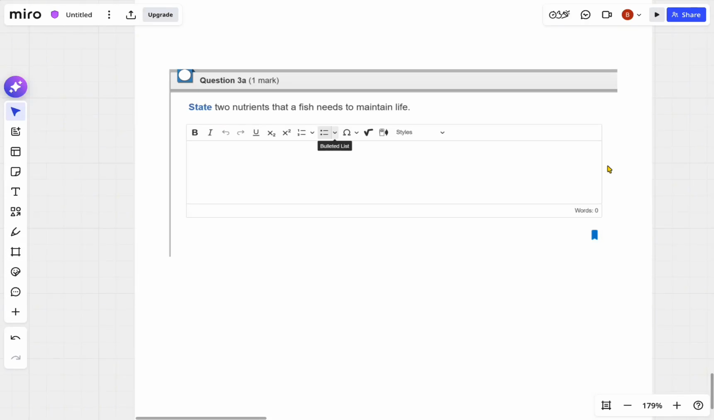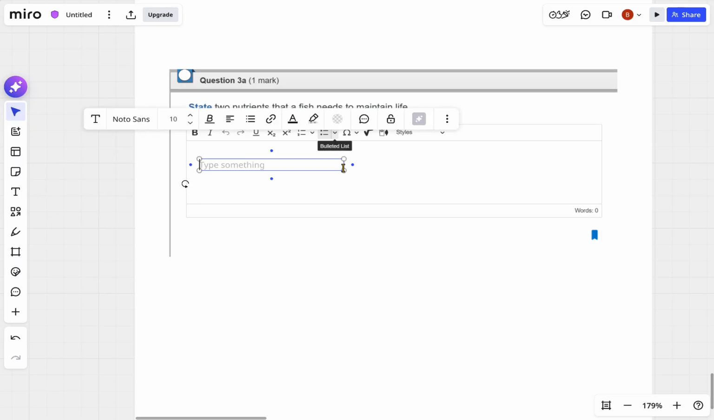Now we have question 3A. How do we know that a reaction is taking place? So let's just read it. If we think of the nutrients that a fish needs to maintain life, let's just list down the five nutrients first. We have proteins, carbohydrates, fats, vitamins, and minerals. Another word for fats is lipids, so you can write that as well.